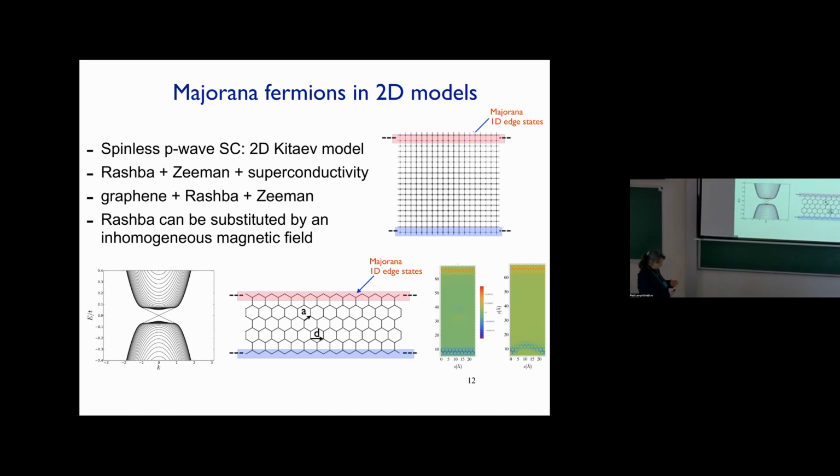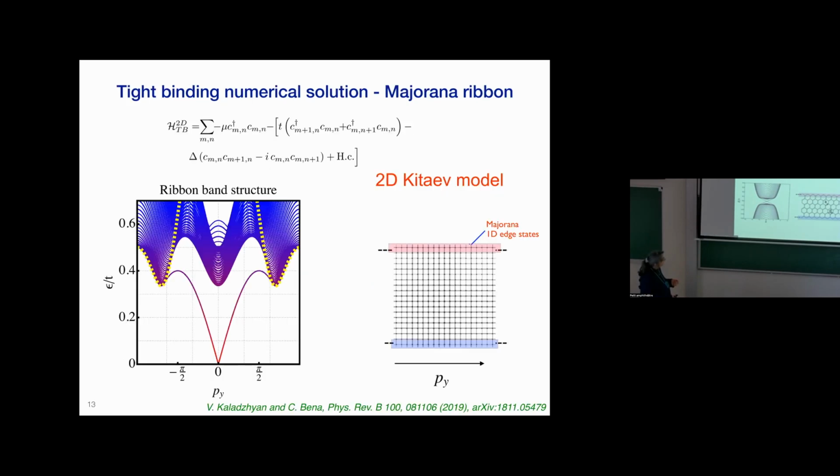So now, before I apply my technique, this is the numerical simulation for a simple model, the Kitaev model in 2D, and this is the band structure obtained with an exact diagonalization, the numerical solution to this problem. Again, you see the bulk which is gapped, and then you see these linearly dispersing Majorana states which are crossing zero, and these are localized on the edges.